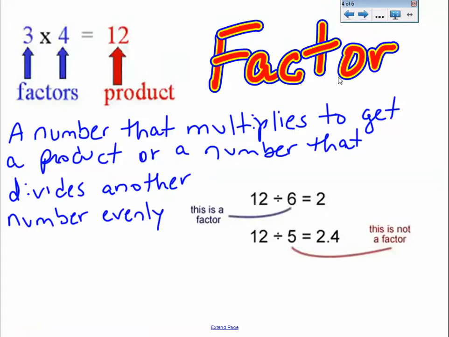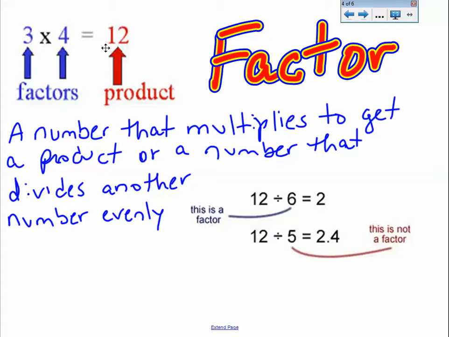Now, I used that word factor. I just want to make sure that we're okay with that, because I want you to be able to use these terms as well. And there are two ways to look at a factor. So we're going to start up here with this multiplication example. It says 3 times 4 equals 12. Well, 3 can multiply together to give you 12, so it's a factor. And 4 can multiply times 3 to get 12, so it's also a factor.